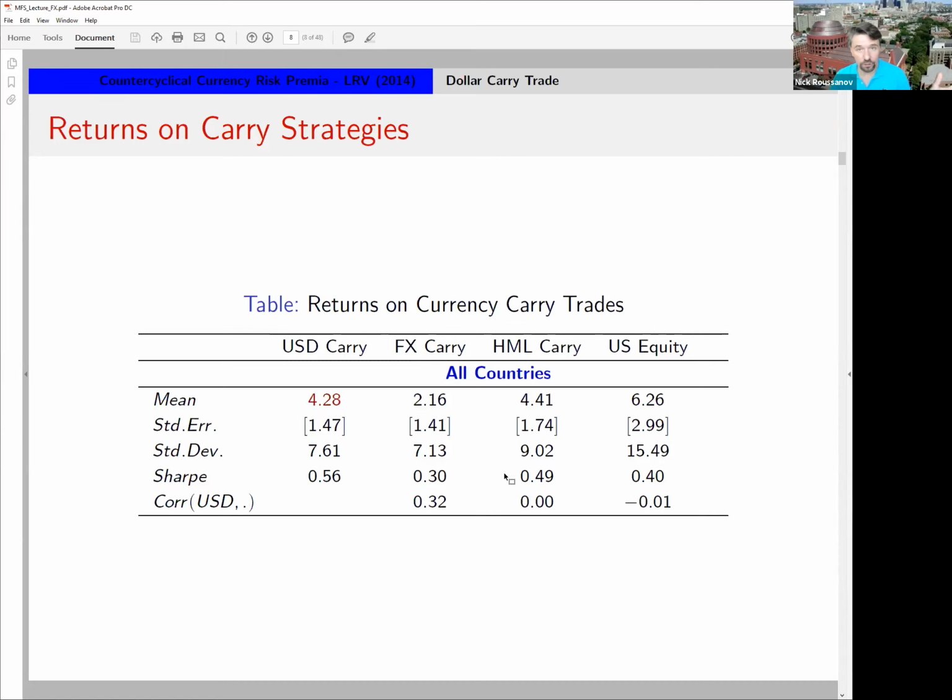You can include emerging country currencies in the basket that you trade as long as you still use developed country AFD to construct a strategy. It still works very well.